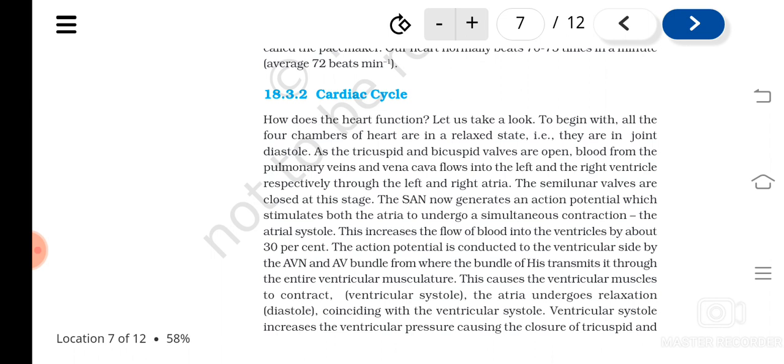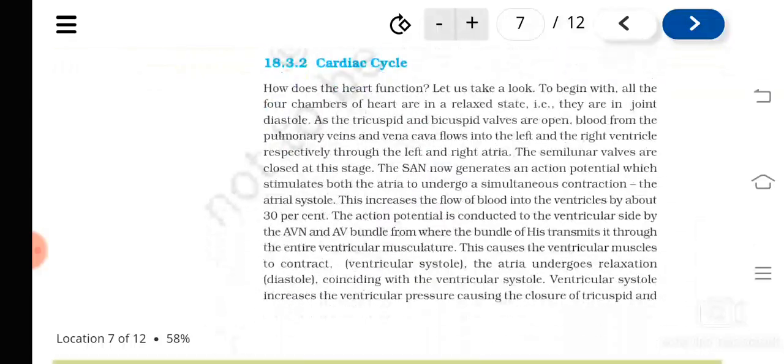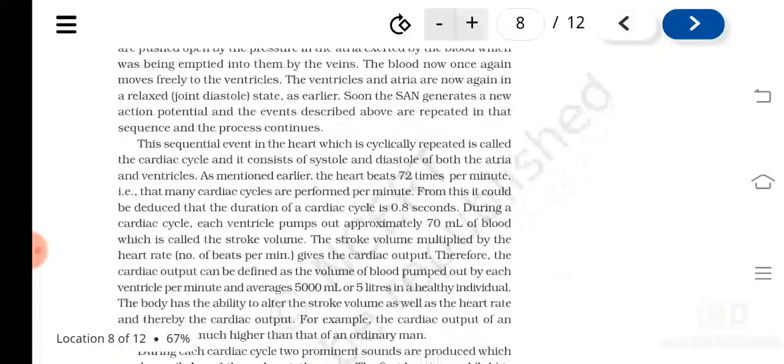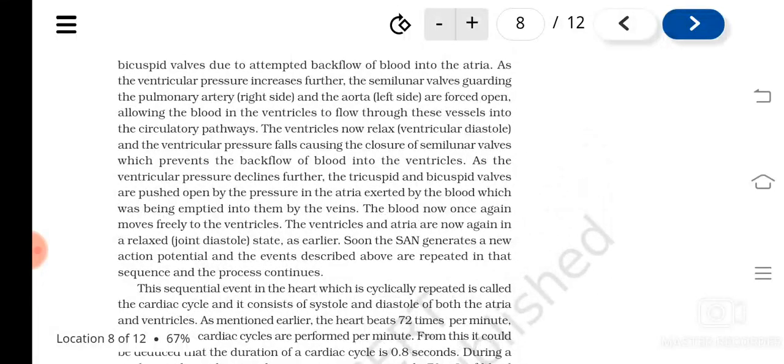So, like this, some amount of blood will flow into the left and right ventricle. Now, what happens is SAN. Do you remember what is SAN? Sinoatrial node. It is known as the pacemaker of the heart. Why is it known as the pacemaker of the heart? Because the action potential, the stimulus to contract the heart muscles, starts from the SA node.